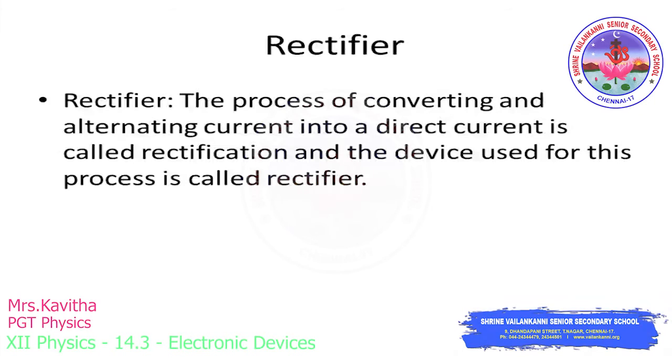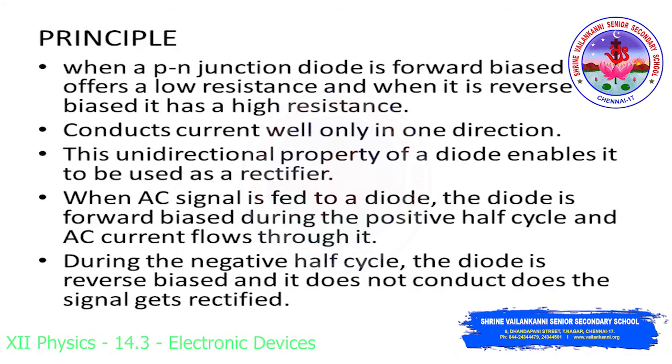Continuation of semiconductors: the rectifier. The rectifier is the process of converting an alternating current into a direct current, which is called rectification. The device which we use for that process is called a rectifier. So what is the principle of a rectifier?